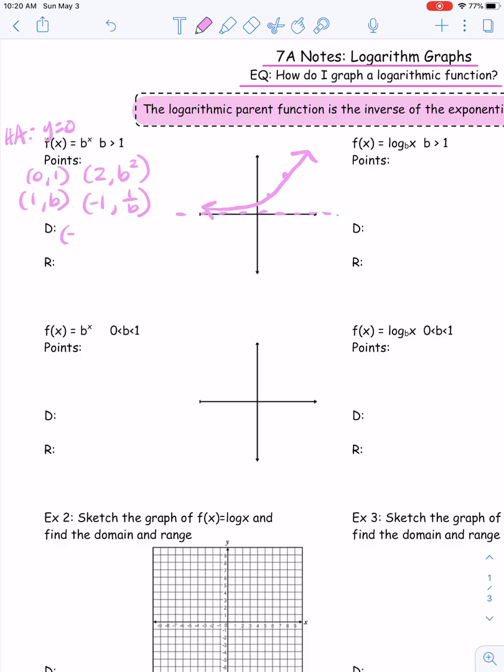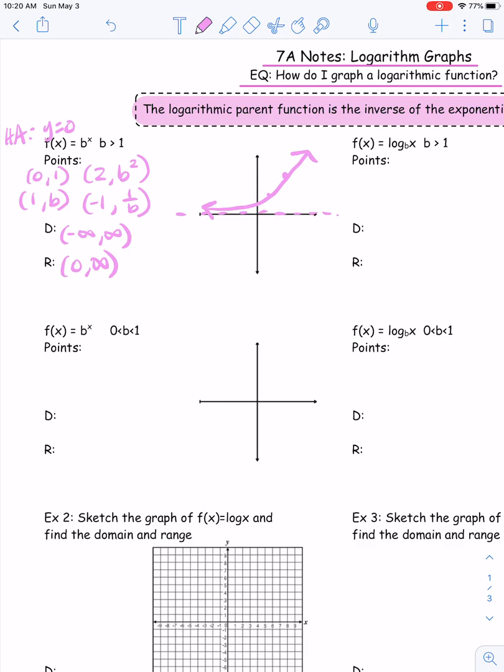Our domain was always negative infinity to positive infinity, and then our range, if there were no transformations, was always 0 to infinity. Remember, our horizontal asymptote kind of denoted where that range was going to start. If you shifted that horizontal asymptote up or down, then that's where the range would begin.